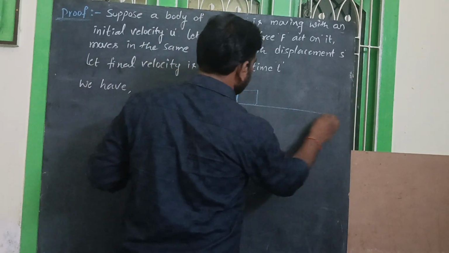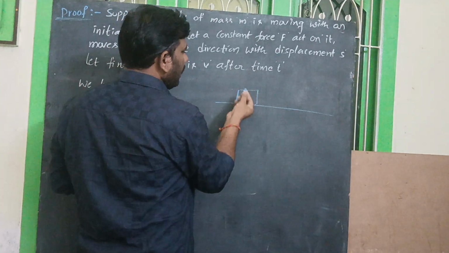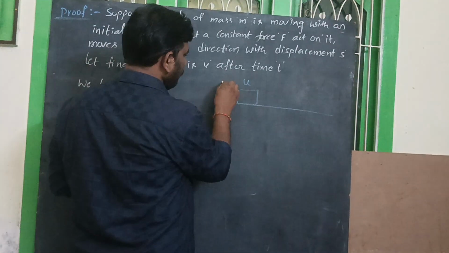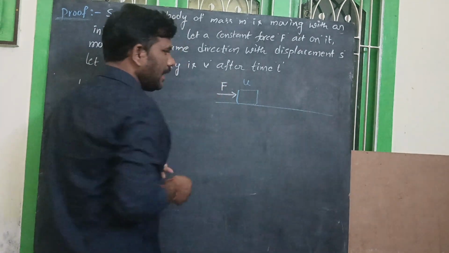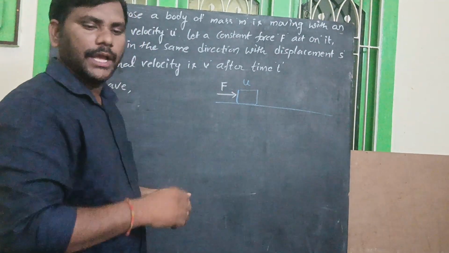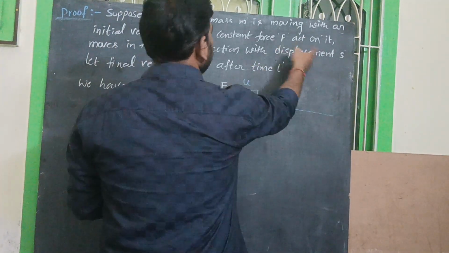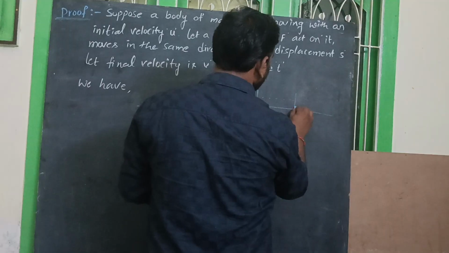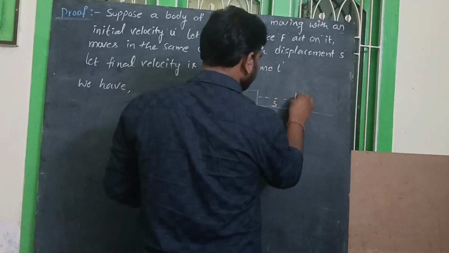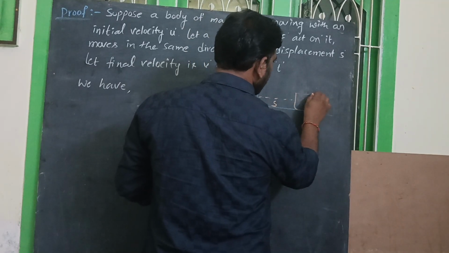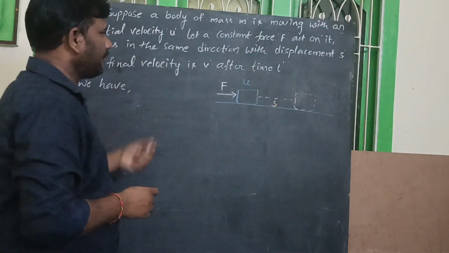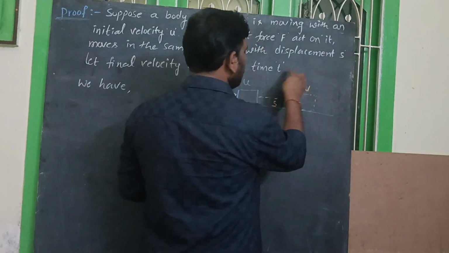Suppose we take a body placed on a horizontal surface. The body has initial velocity u, and we apply a constant force F acting on the body. The body is displaced from here to here. That is the displacement, and the final velocity is v with time t.